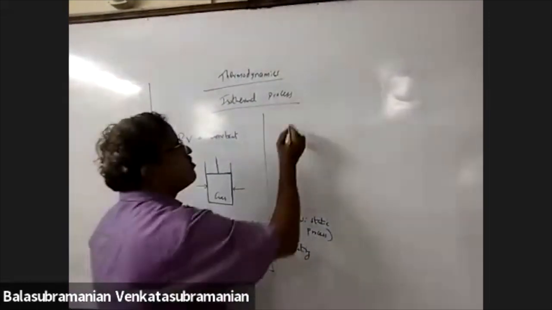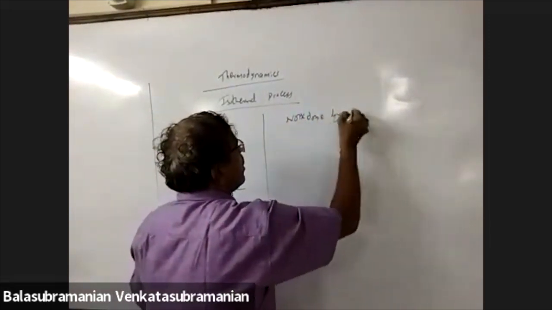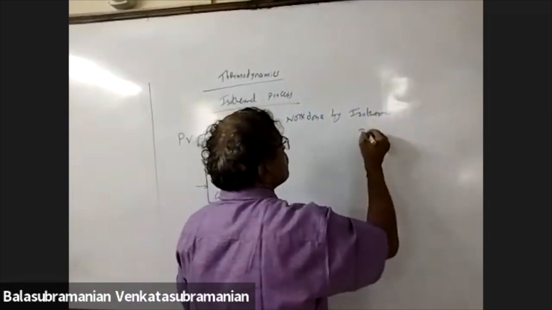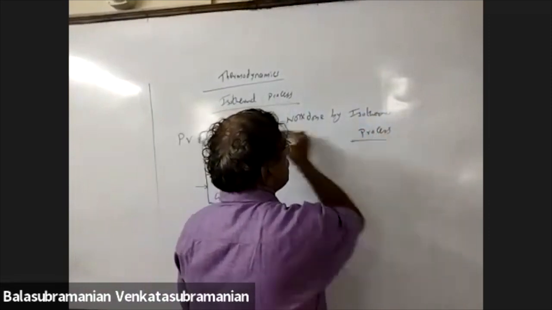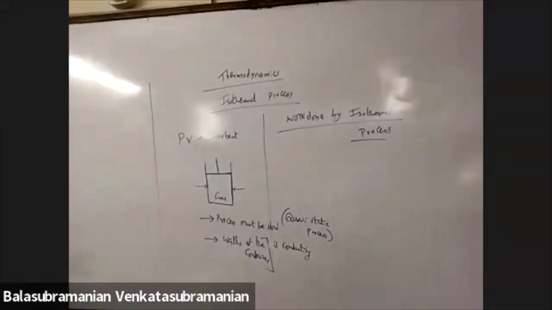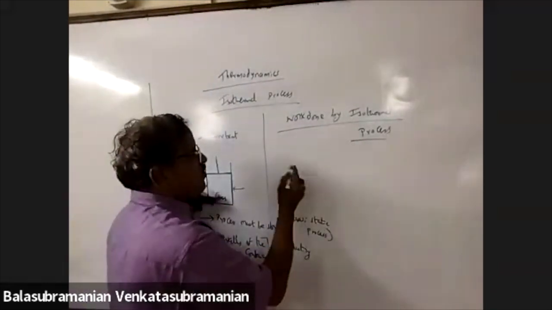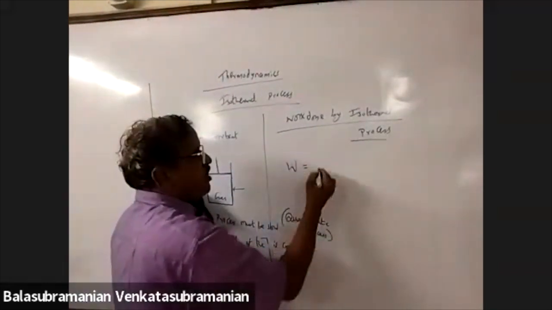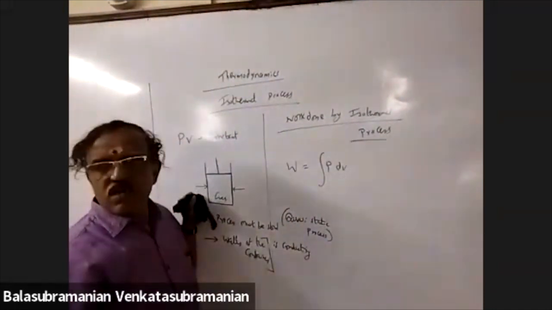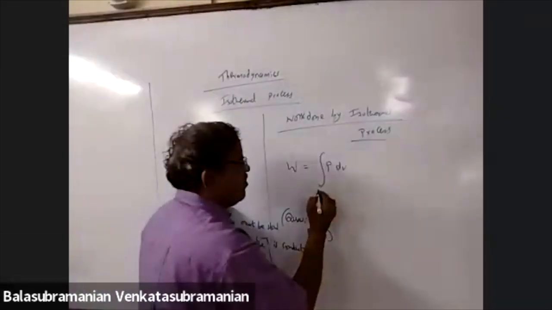Work done by isothermal. Beautiful derivation. Simple. What is the work done formula? We have seen W equal to integral P dV. For expansion, say for example, from Vi.